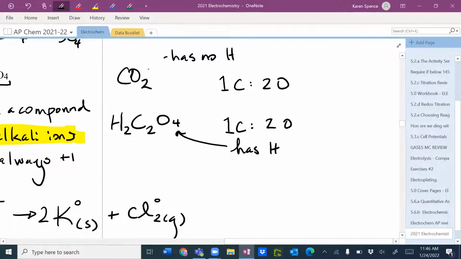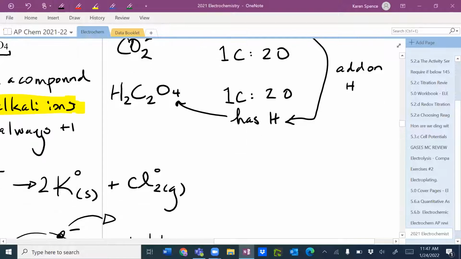So I have gone from having no hydrogen to having hydrogen. And when we add hydrogen on, that is reduction. This little cheat I actually got from biology, because there's a lot of this type of oxidation and reduction in biology. But of course, you could do it by finding the oxidation numbers.